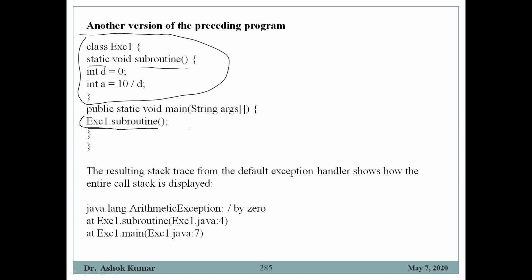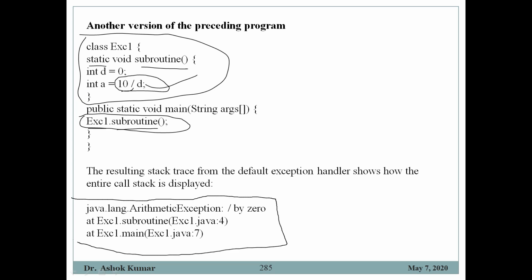So in this, the exception will occur at this line because the logic is the same. A divide by zero exception will occur. So this time, this line will create the arithmetic exception object, and that will be thrown. And the Java default exception handler will catch that exception and print it. So when the default exception handler prints that exception, you will get this response on your screen.